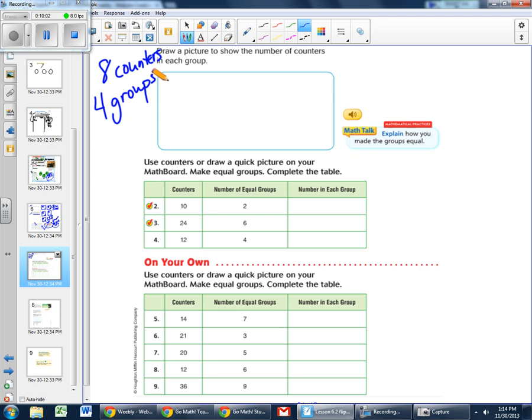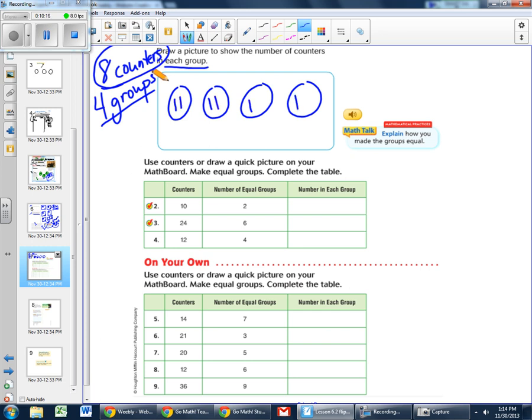So we want to know each group. We have 4 of them, so we need to draw 4 groups. And we are going to count out our total number of 8 counters. 1, 2, 3, 4, 5, 6, 7, 8. And that's really all that they asked us to do in that problem. It didn't ask us to do any more than that. Draw a picture to show the number of counters in each group.